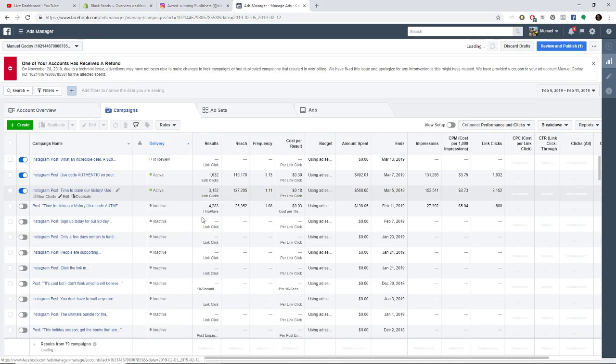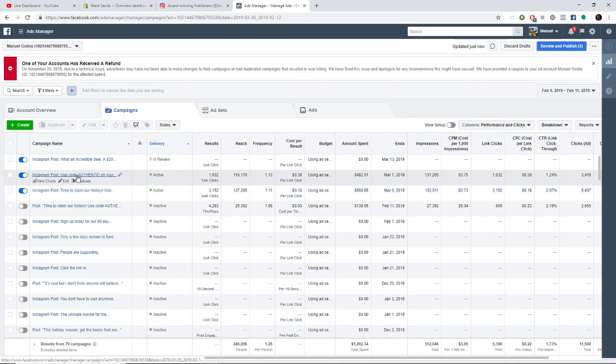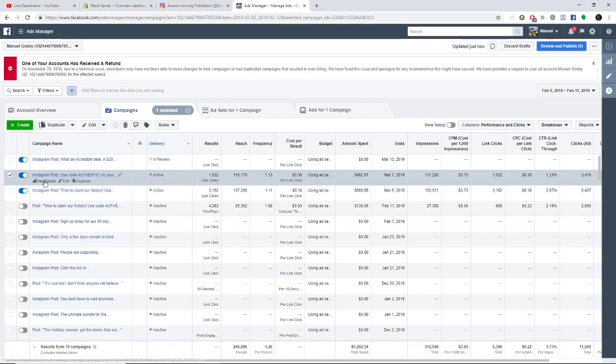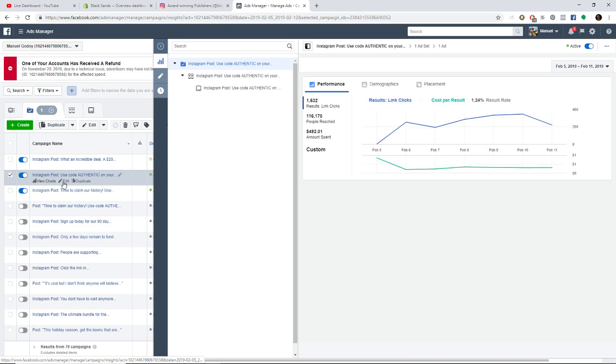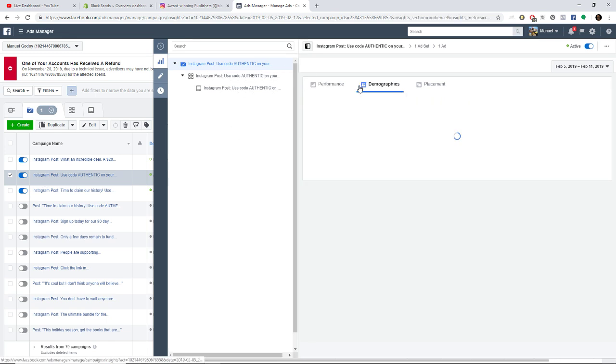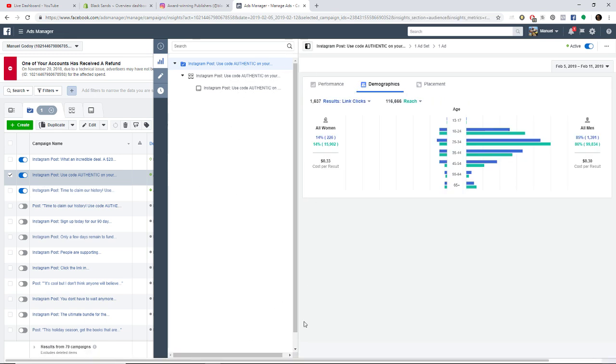Let's go to the campaigns. Let's click on this one right here. Boom. Let's go look at the charts. All right? So we're looking at the charts, right? Look at this right here, demographics. First of all, demographics. It spends basically the majority of my money on 25 to 34-year-olds.